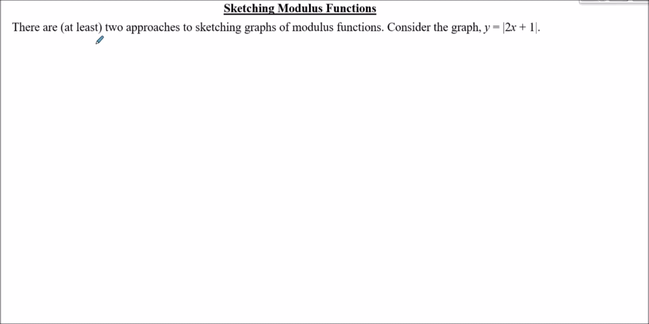So the second approach, otherwise known as approach B. So begin with the parent function y equals mod x. The parent function has nothing to do with biology. What I mean by parent function here is the most basic function type that fits what this function is doing.